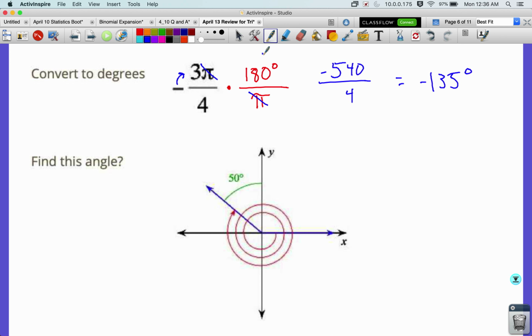If we needed to convert degrees back to radians, then you would flip over this conversion factor here and do it as pi over 180. Notice degrees was on top, so that's why it became our unit.